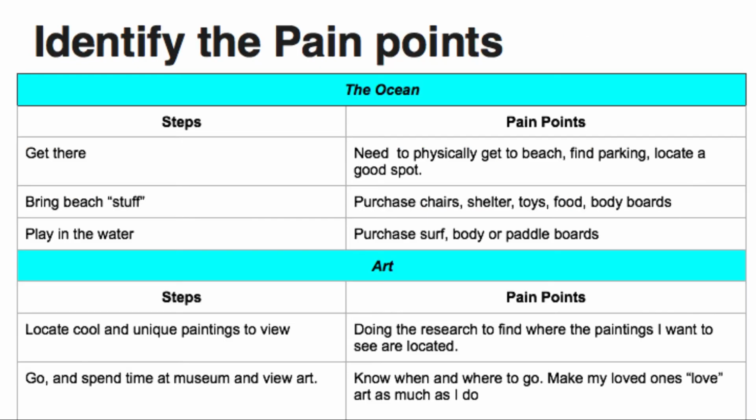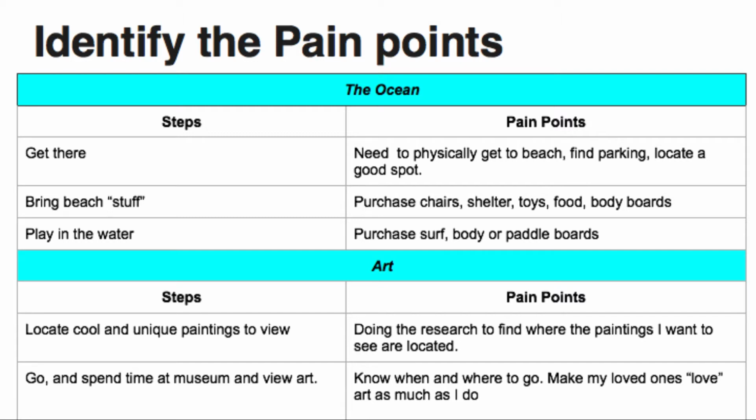So for example, if I used the example of I love going to the ocean, the steps that I need is to get there. I need to bring all of the beach stuff. There's a lot of stuff when you have a 2-year-old. You play in the water and it's all about having a good time. So those are the steps. You've got to get there, bring your stuff, and then go play and have fun.